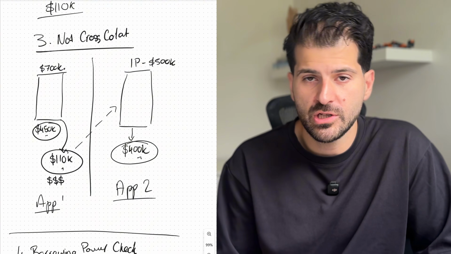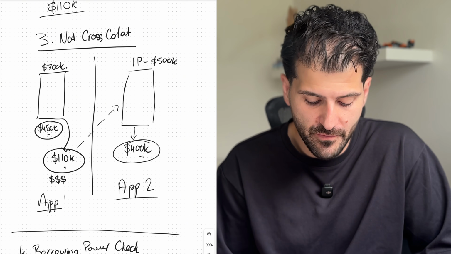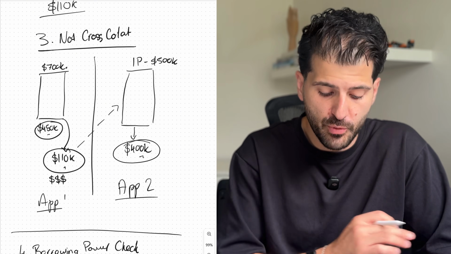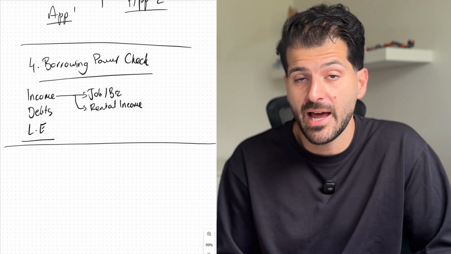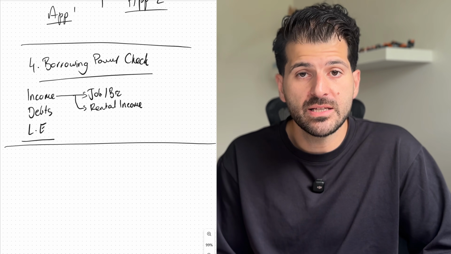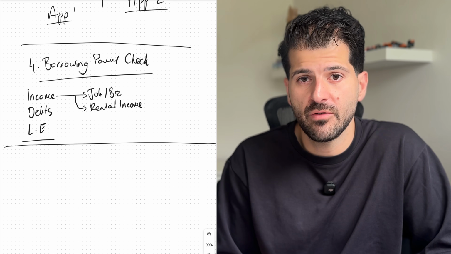Number 3 is not to cross-collateralize. Best way to do this is just to make sure you're doing 2 applications when you're buying your investment property and refinancing your principal place of residence. And then number 4 is doing a borrowing power check and just making sure you can actually lend the money, because this is all well and good, but if you don't have any income, then guess what? We won't be able to buy yourself an investment property.